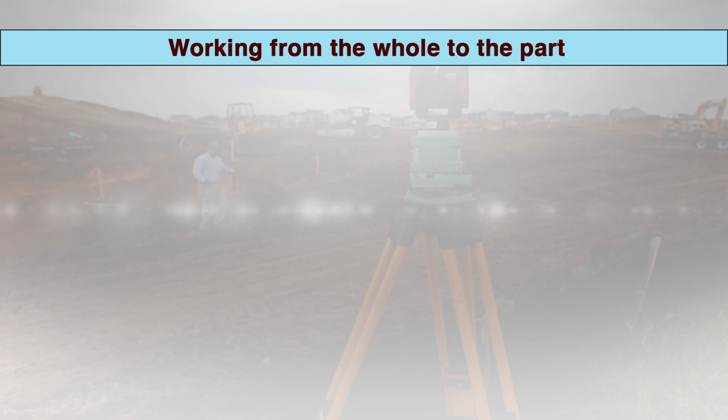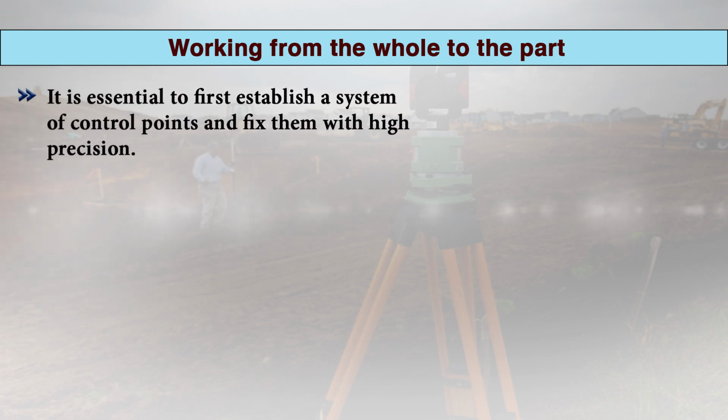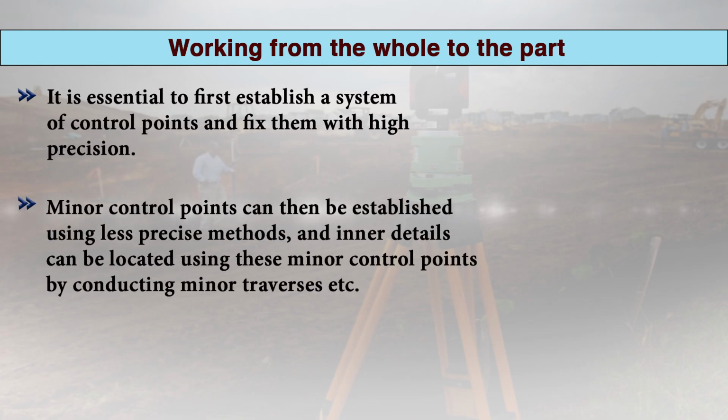Now, the second fundamental principle of surveying, whether plane surveying or geodetic surveying, is working from whole to part. It is essential to first establish a system of control points and fix them with high precision. Minor control points can then be established using less precise methods, and the inner detail can be located using these minor control points by conducting minor traverses.